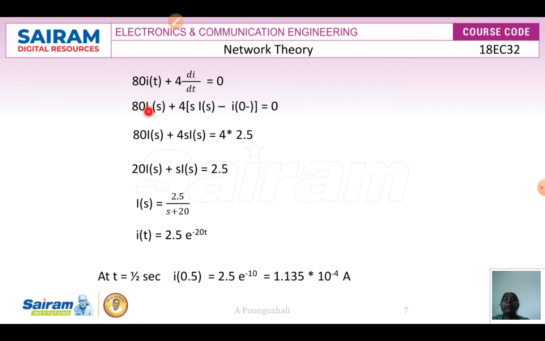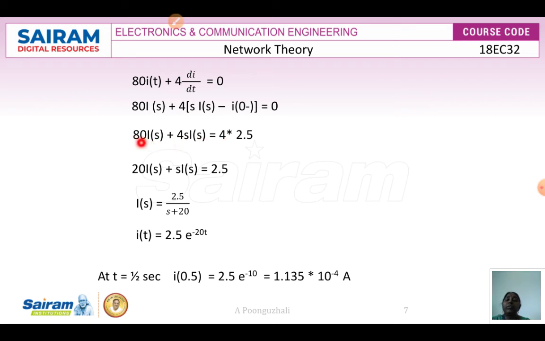So first take the Laplace transform: 80 into I(s) plus 4 into s into I(s) minus i(0-). The Laplace transform of di/dt is nothing but s into I(s) minus i(0-). So if I expand this expression, 80 into I(s) plus 4s into I(s) minus 4 into i(0-). If you bring it to the right side, it is going to be 4 into 2.5.